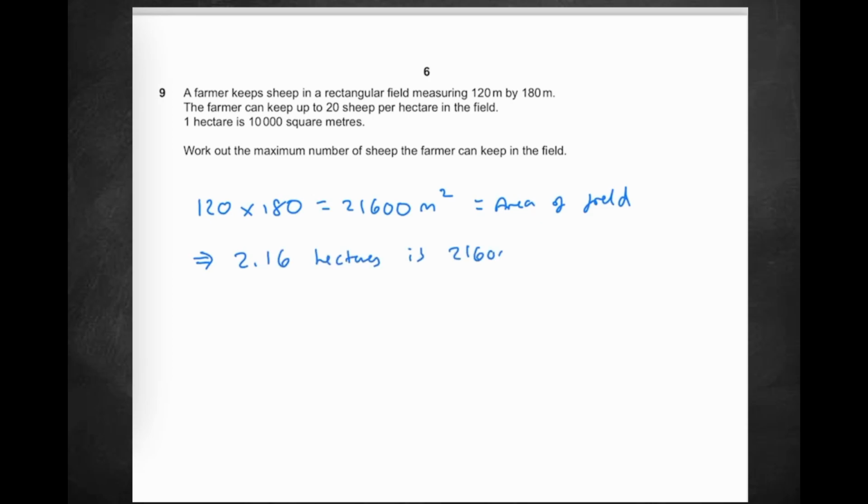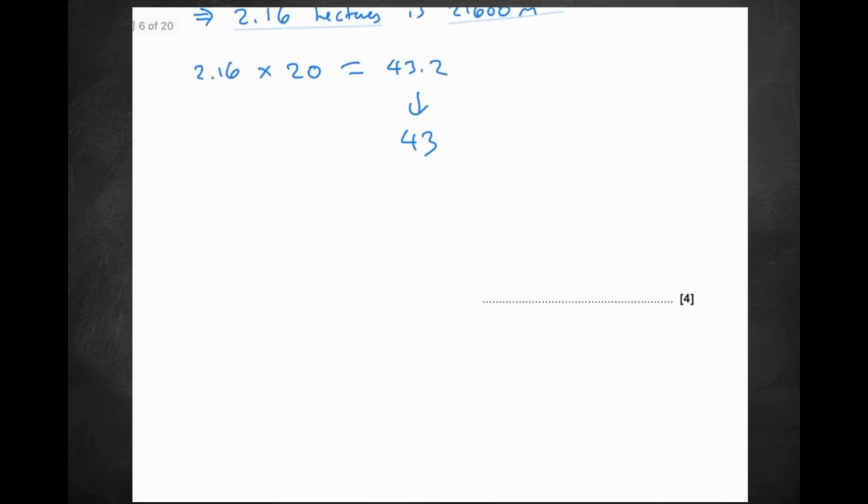2.16 hectares is 21,600 meters squared. And if a farmer can keep up to 20 sheep per hectare, what we're going to need to do is 2.16 multiplied by 20. 2.16 multiplied by 20 in my calculator is 43.2. You can't have 0.2 of a sheep, so our answer is going to be 43 sheep.